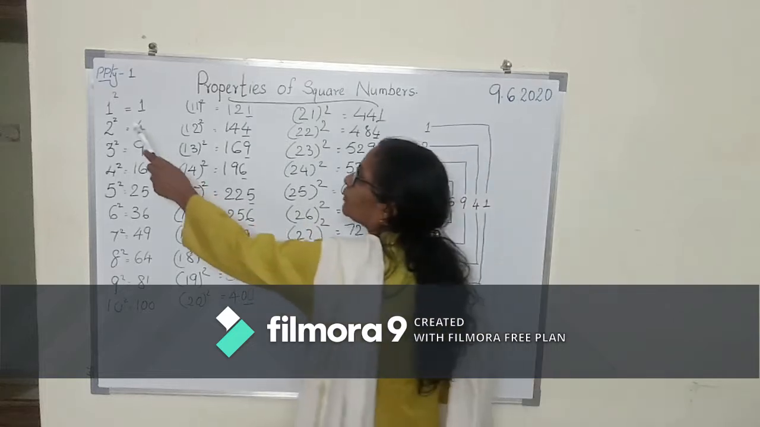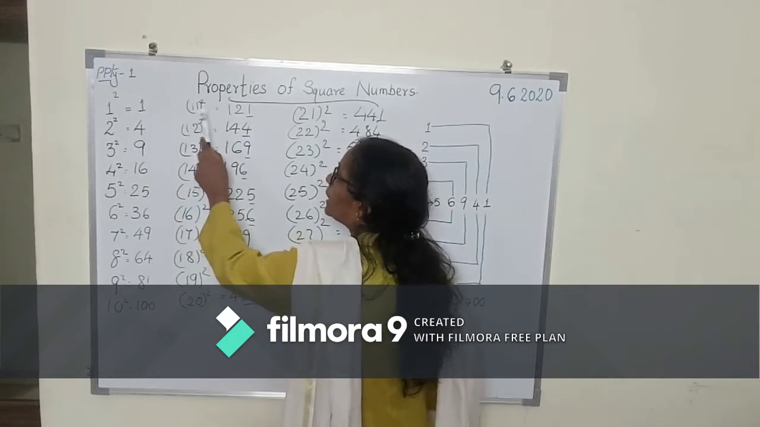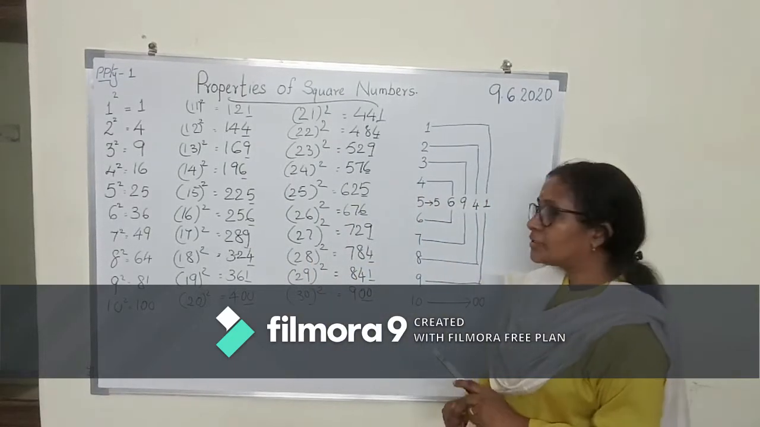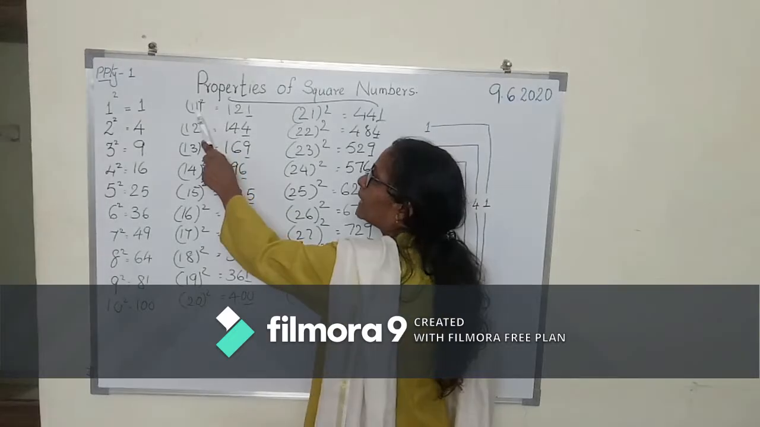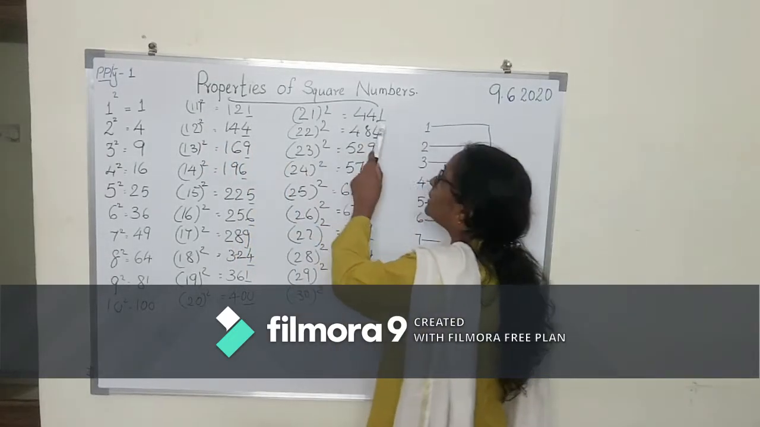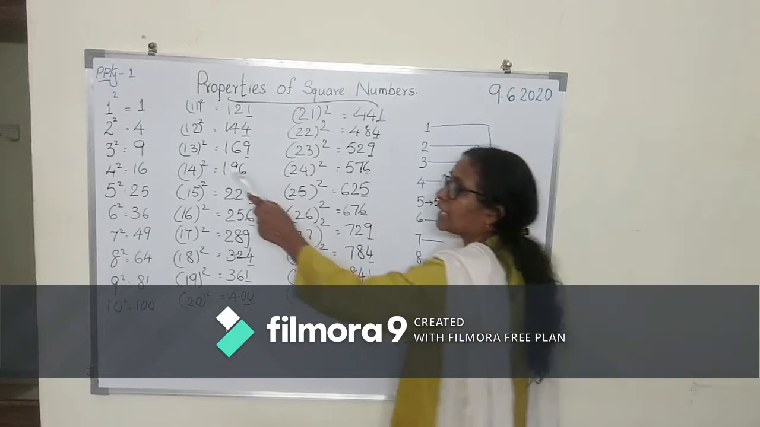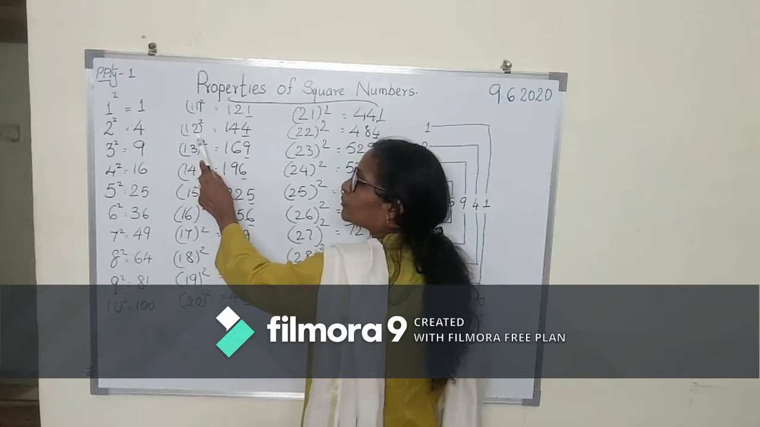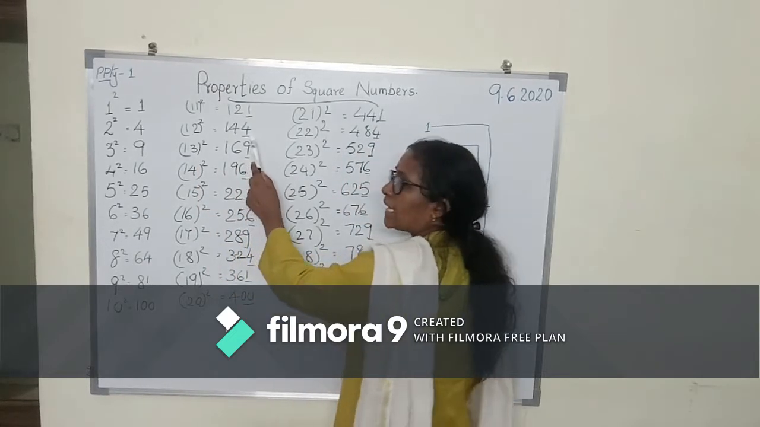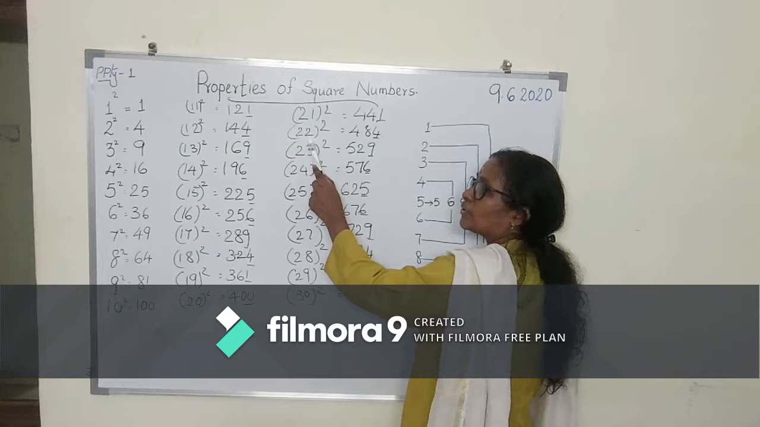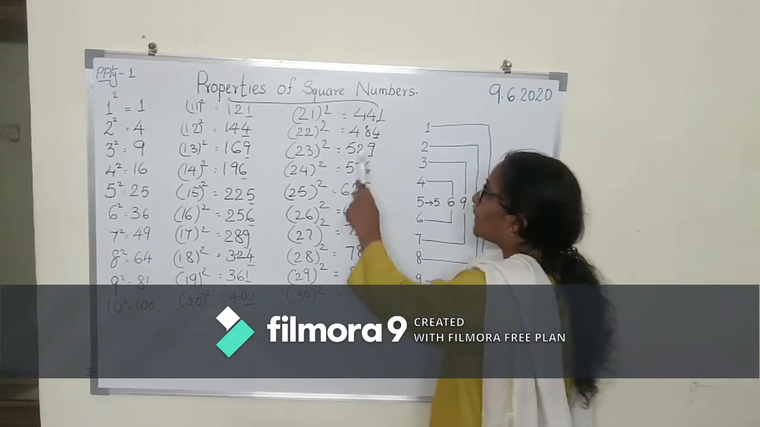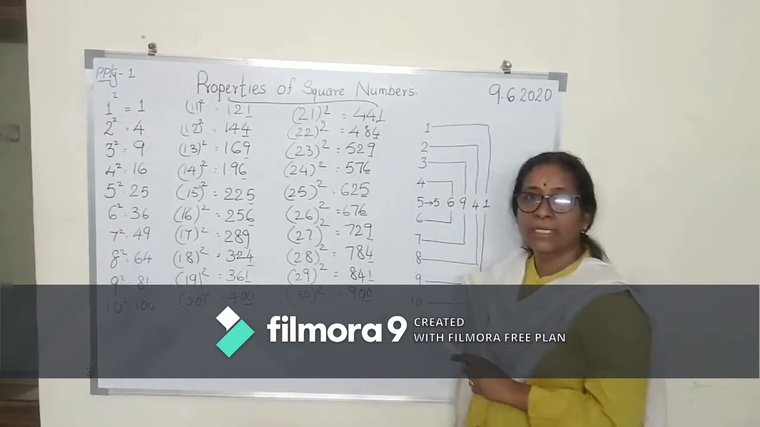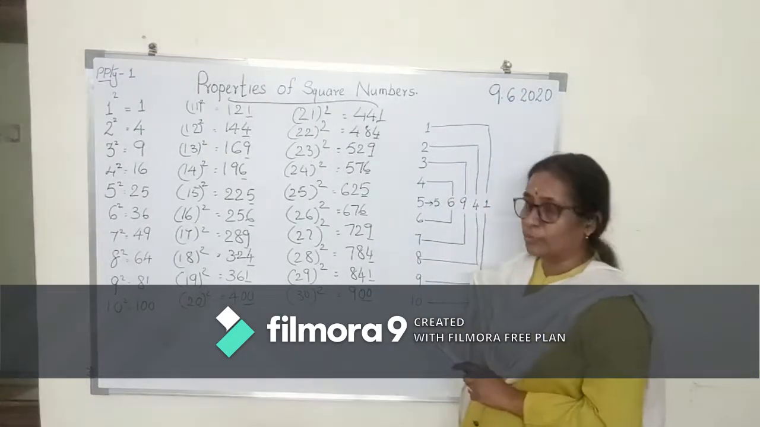You see, when you have 1 in the unit place, what comes in the unit place of the squares? Check. When the number ends with 1, the square also ends with 1. Now see here, when the number has 2 in the unit place, 2 square is 4. Here also the unit place is 2. Square has 4 in the unit place. That means when a number has 2 in its unit place, its square will have 4 in its unit place.